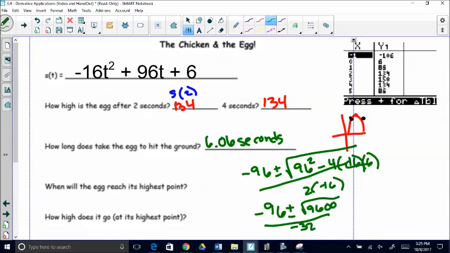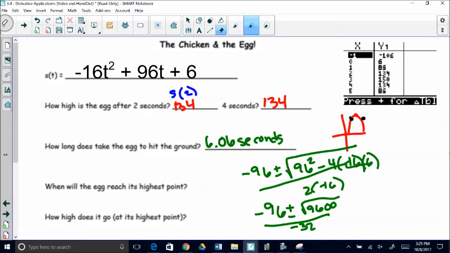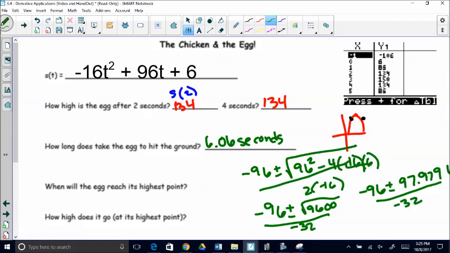The square root of that would be 97.97. So I have negative 96 plus or minus 97.9796 all over negative 32. You can do both of these. If you do negative 96 plus 97.979, you'll get 1.979 divided by negative 32, which is a negative number. Doesn't really matter what that negative number is. Time cannot be negative, so that one won't work.